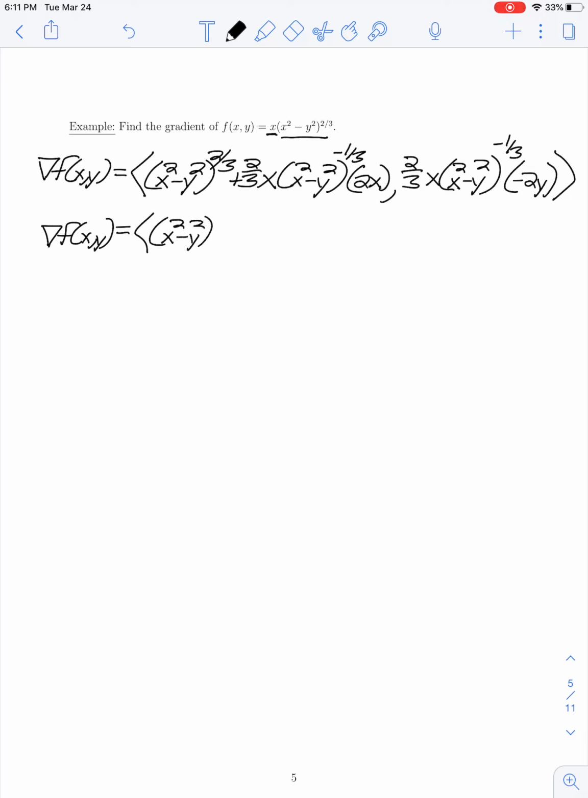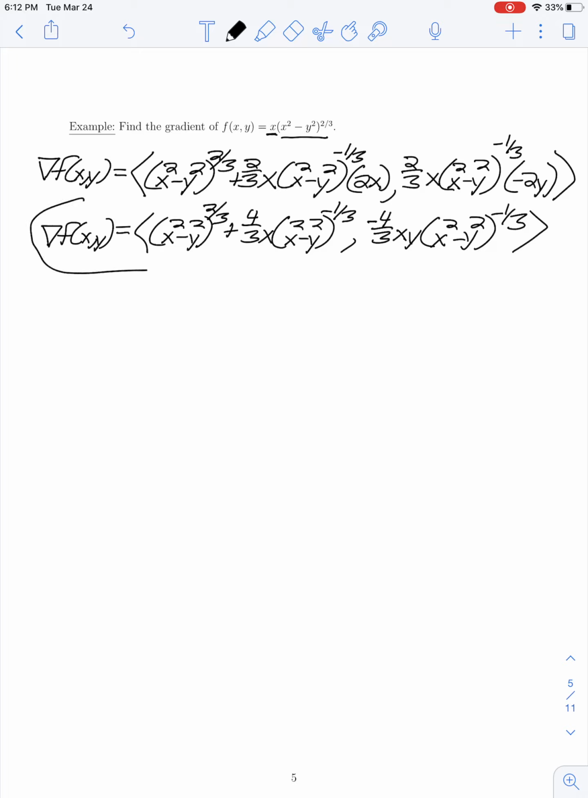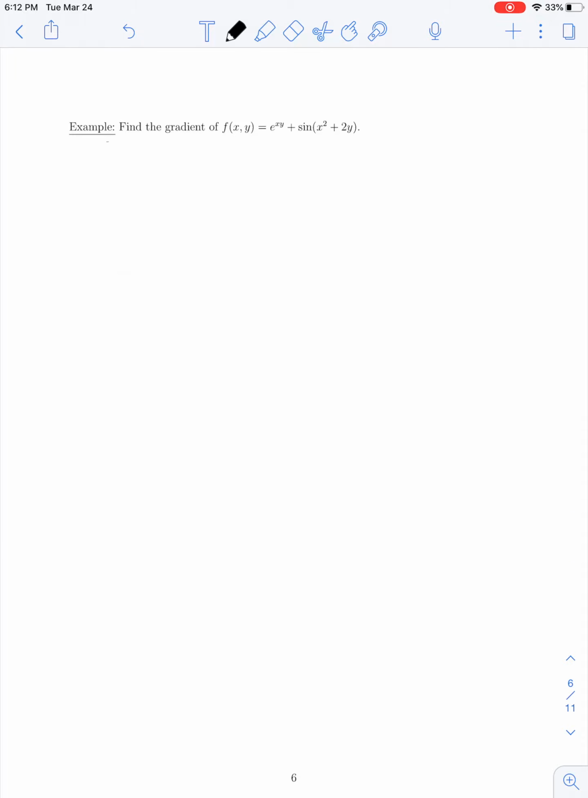So we can simplify our answer a little bit here. Let's look at this first component. We have (x squared minus y squared) to the 2/3 plus 4/3 x times (x squared minus y squared) to the negative 1/3. And for our second component, we have a negative 4/3 xy times (x squared minus y squared) to the negative 1/3. And this would be our gradient vector, or gradient of that function.